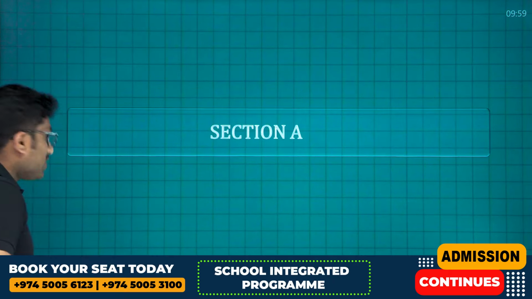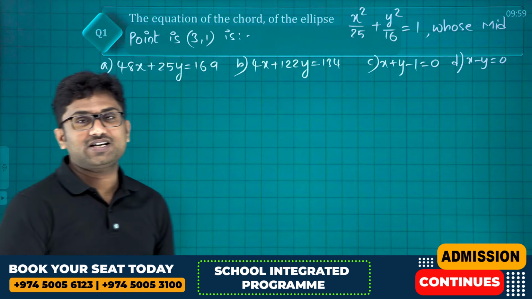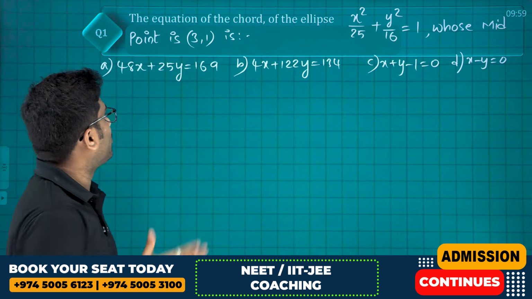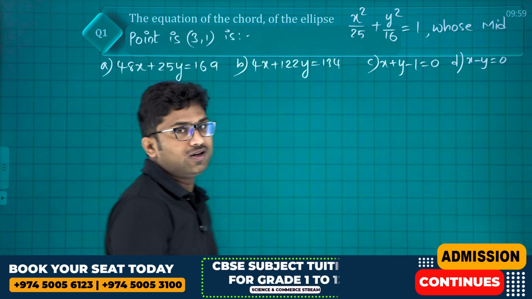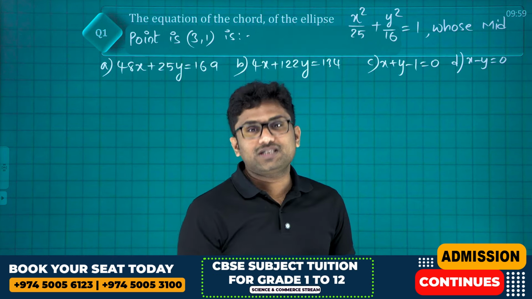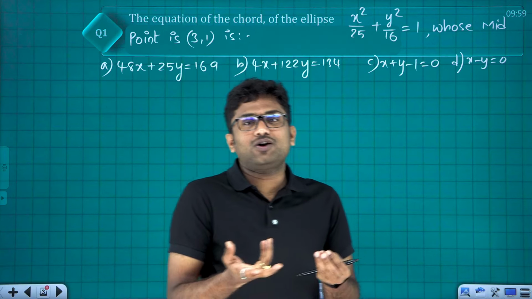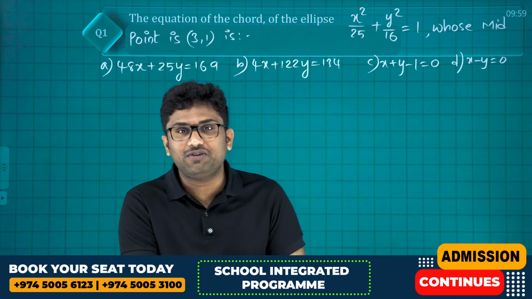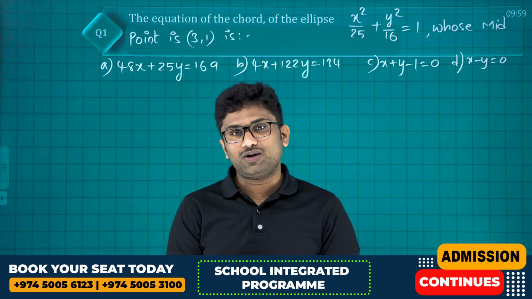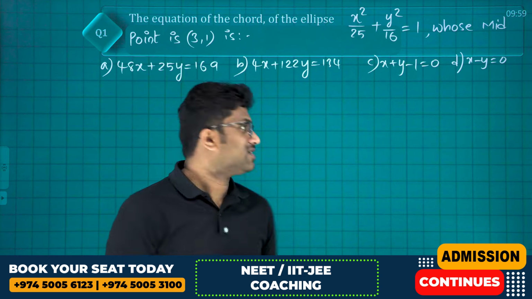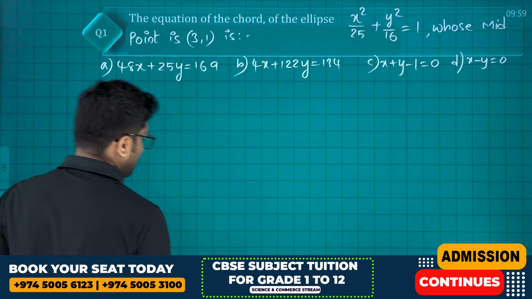Let's get started. So starting with section A, first question from conic sections, friends. See how simple a question it is. The equation of the chord to the ellipse whose midpoint is given. What is the equation of the chord to a curve whose midpoint is given? S1 is equal to S11. Many times we have seen this. Just a simple, only one particular step.